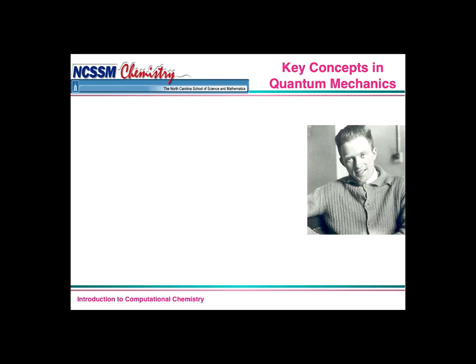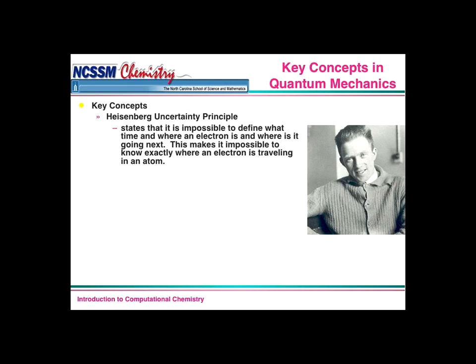Some of the key concepts in quantum mechanics that you need to have in your head a little bit, and some of these may be familiar, some of these may be new to you, are things like the Heisenberg uncertainty principle, which says it's really pretty hard to define where the electron is in an atom or where the electrons are in a molecule. So we're pretty uncertain about where things are, and as a result of that, in computational chemistry and in quantum chemistry, we're really dealing a lot with probabilities.